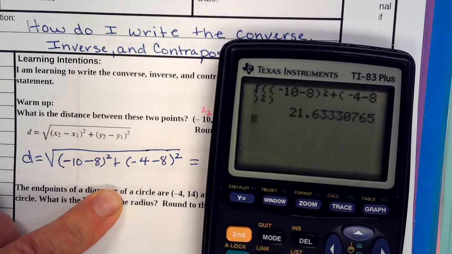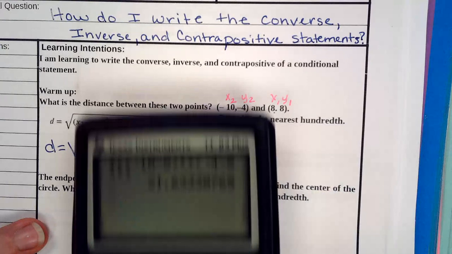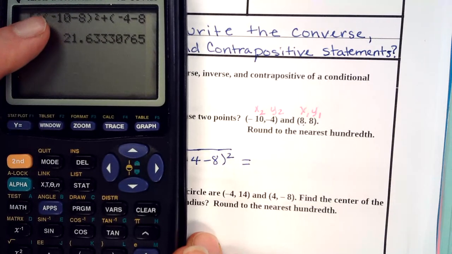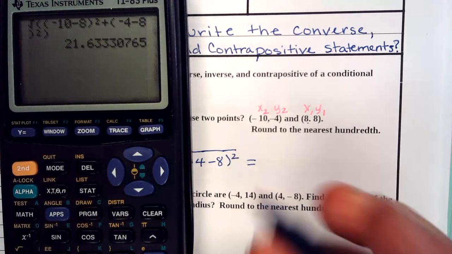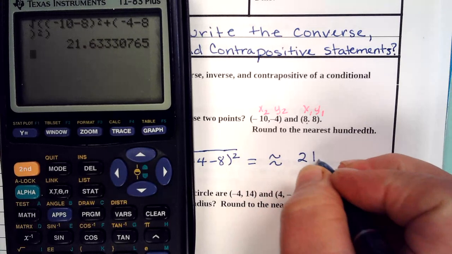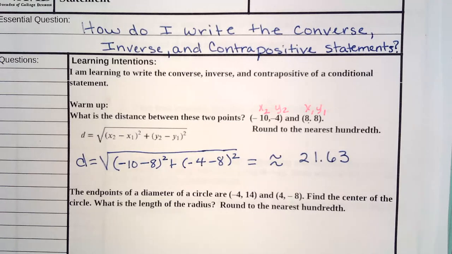Hit enter and you get 21.63. I'm rounding to the nearest hundredth. So this is approximately 21.63. And that would be units because we don't know what our distance is in. Okay, so that's the first one.